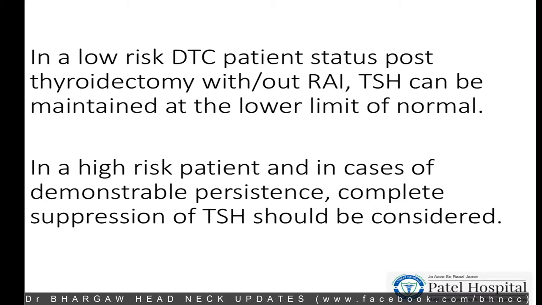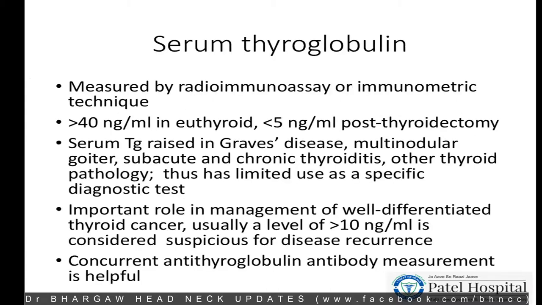In the very low risk category, like the first patient that we talked about, you can keep it between 0.5 and 2. However, in a high-risk patient, in a recurrent patient, and whenever you have demonstrable persistence, complete suppression of TSH to the tune of 0.01 to 0.1 should be considered. You start a dose which is in line with the risk category, and we'll talk about it in the Q&A, how we start the initial dose and how we subsequently titrate it.